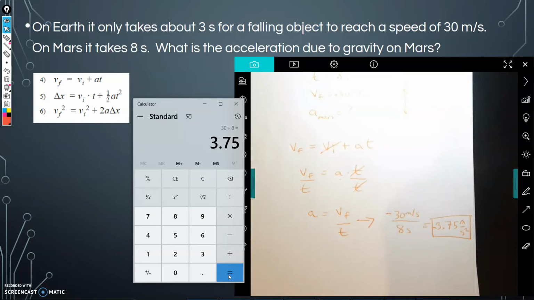If you were to jump on Mars, it'd probably be a little easier to jump. You might be able to jump higher on Mars than you could on Earth because that gravitational influence is not nearly as strong as it is here on Earth. All right, so that's another look at a couple problems that involve kinematic equation number 4 and how we would use those to solve problems that deal with falling objects.